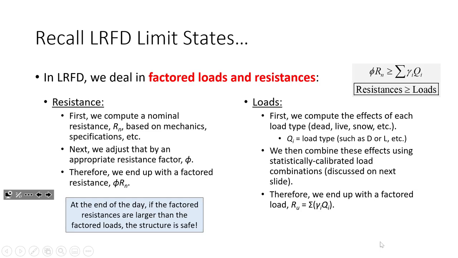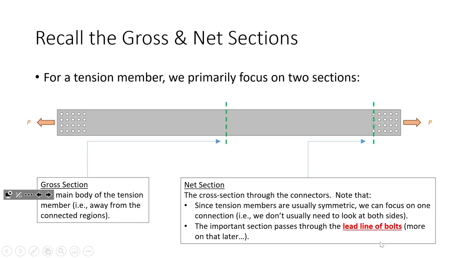And really, when we talk about design, what we're talking about is selecting members and systems and structures such that their factored resistance is bigger than the factored loads. So that's kind of the goal. That's kind of the be-all, end-all at the end of the day. Gross sections and net sections. I hope by now that kind of makes sense, that the gross section is essentially the main body of the member, and the net section is the cross-section through the connection, right? Now, we've got two different types of bolt arrangements. We have parallel bolt patterns, we have staggered bolt patterns, and we have different expressions for net area as a result. But in the end, what we're interested in is computing the area, right? The gross area, the net area. Sound good? Okay.